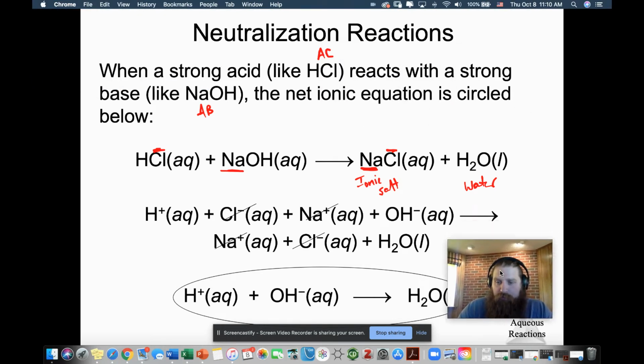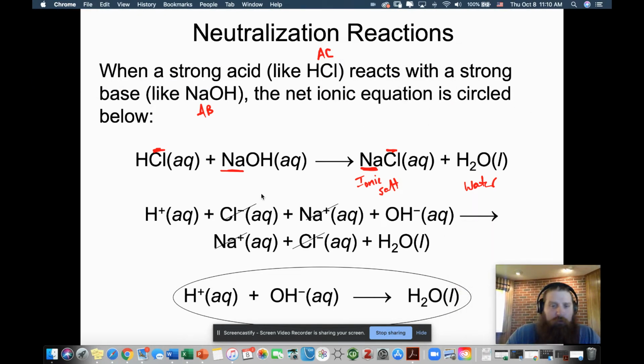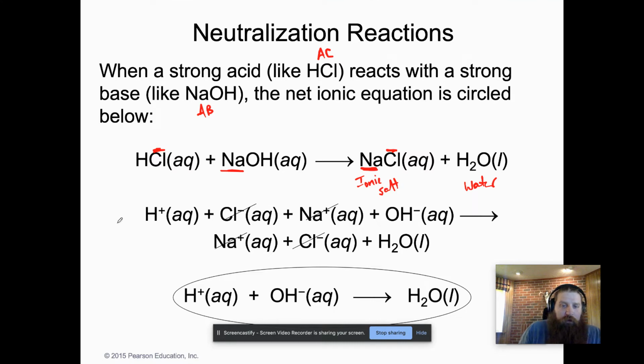Let me find a place to put my face that's out of the way. There we go. So this would be our ionic equation, and this would be our net ionic equation, which is pretty interesting. It just shows, hey, we're making water, right? Interesting stuff.